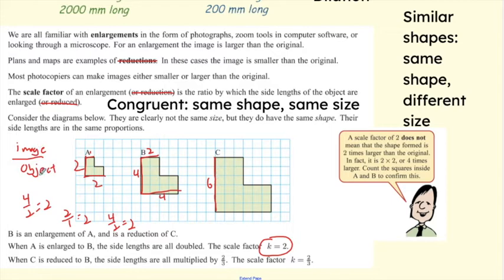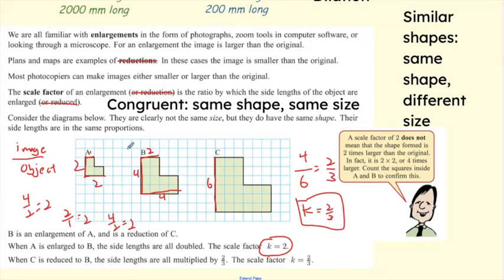And we need our image over our object. So in this case, C is our object, because it's the one we haven't changed. And we have our image, the one we are changing it to, which has the same corresponding side as 4. We get 4 over 6, and we can reduce that to 2/3. And so in our example here, 2/3 is our scale factor. It is enlarged by a fractional scale factor.